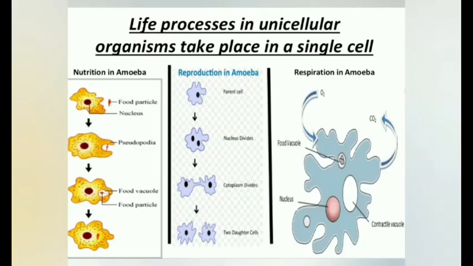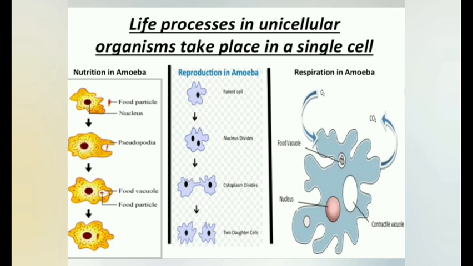In single-celled organisms, all the life processes such as nutrition, respiration, excretion, and reproduction are performed by a single cell. As you can see in the figure that is displayed here, I have taken an example of a unicellular organism called amoeba. Here, you can see that the nutrition, reproduction, and respiration, all these three life processes are taking place within one cell, that is the animal's body, or you can either say the single cell.